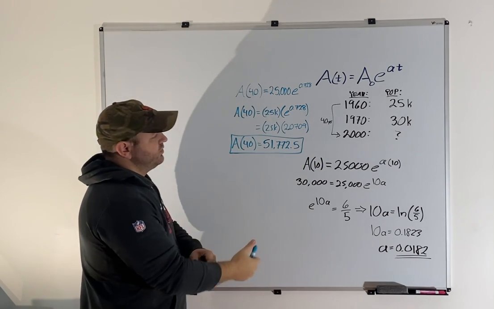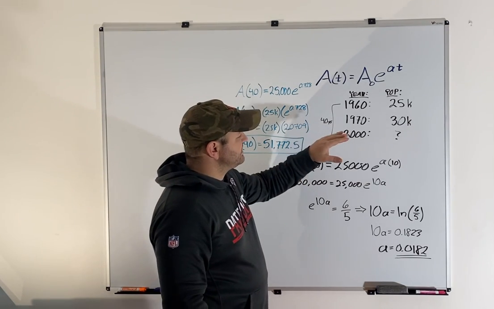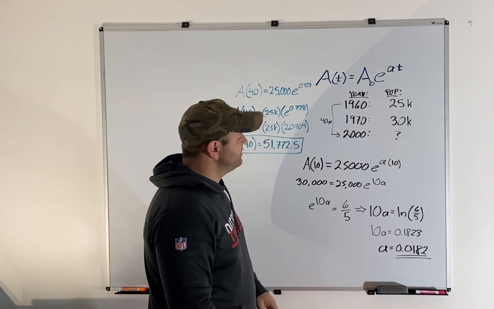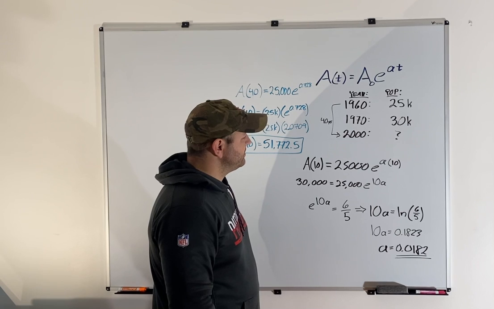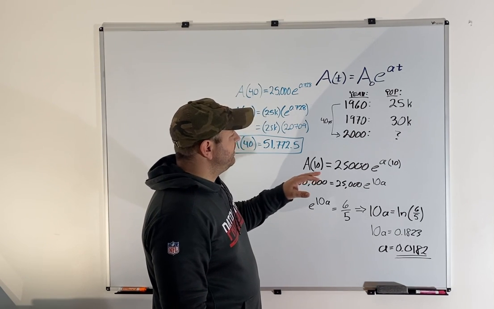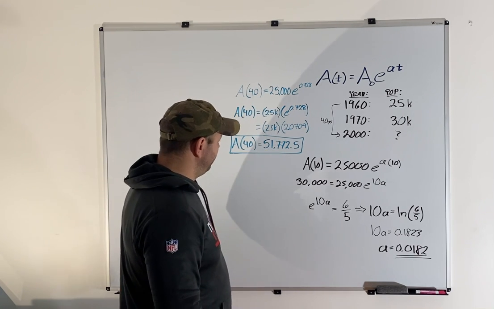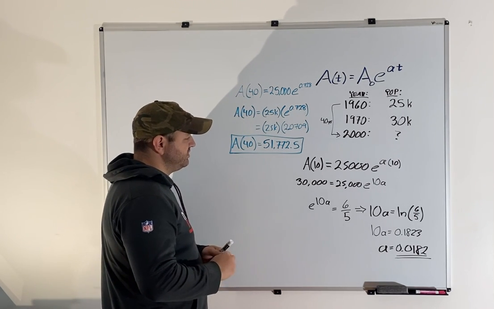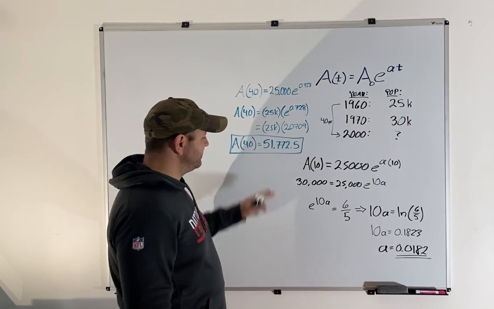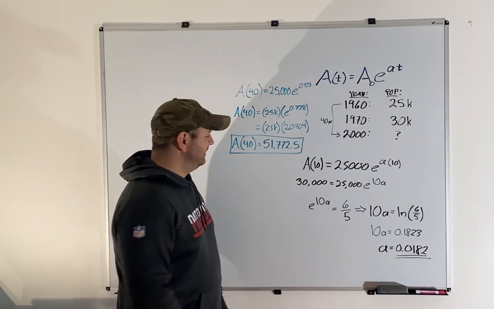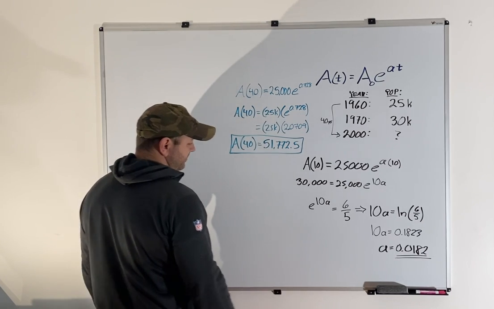So how do we conclude? We say, based on the data given to us, with an initial population in 1960 of 25,000, and an increase over the next 10 years to 30,000, we can predict that the 40-year difference is going to yield a population of 51,772 and a half people. Maybe if we wait just another few days, we'll get to 773. But that's how we use our skeleton to solve an exponential growth problem.